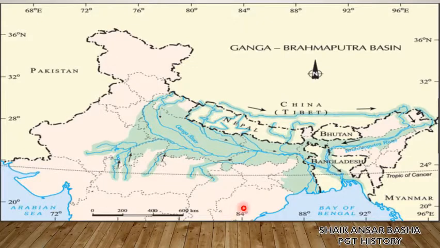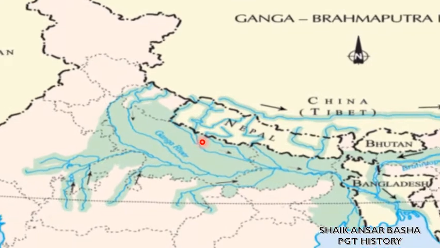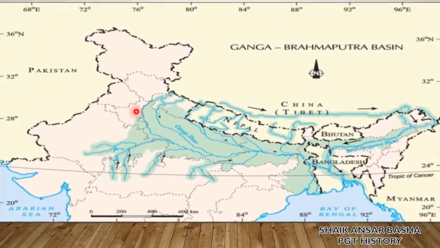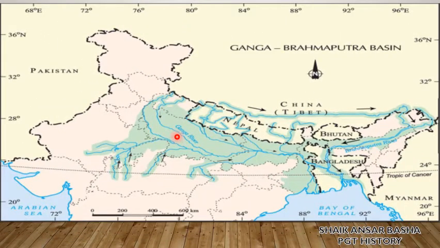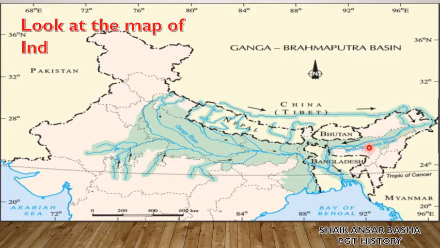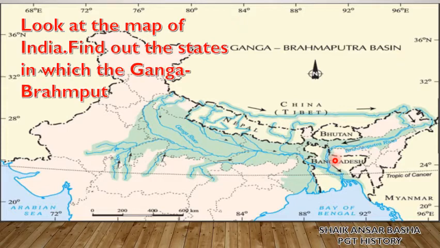Note here. This is the basin, it covers here the Ganga river, this is the Brahmaputra river, and the basin covers this area only, mostly the states covering this are Haryana, then Himachal Pradesh, and then UP, Rajasthan, Madhya Pradesh, and Bihar, and then West Bengal, Assam, and Arunachal Pradesh. These are the areas. Look at the map of India and find out the states in which the Ganga Brahmaputra basin lies. You find out the states later on by seeing the atlas.